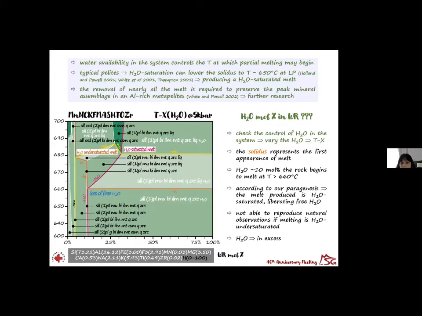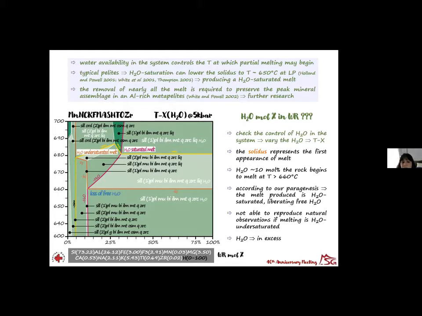Then, according to our paragenesis, the melt produced was water saturated and also liberates free water. Why? Because in this field, which is the only one that is consistent with the natural observations, we tried to add the corresponding amount of water to the rock and build the different diagrams, and we didn't manage to reproduce the natural observations with undersaturated melt conditions.